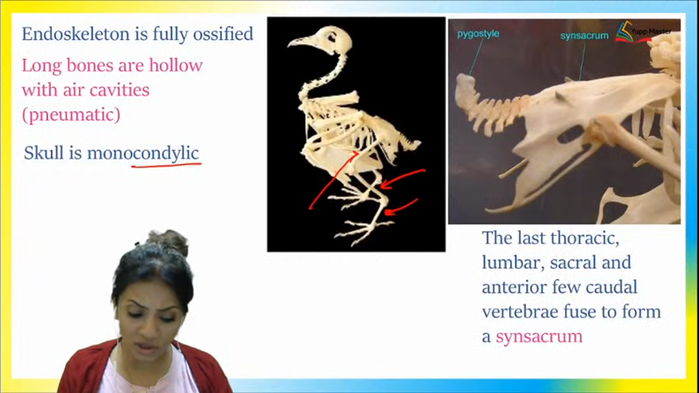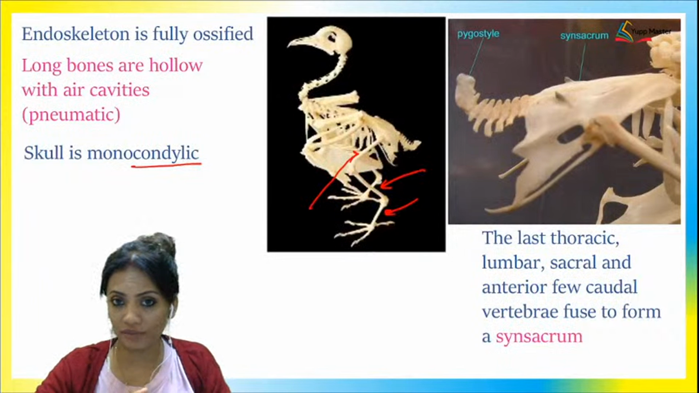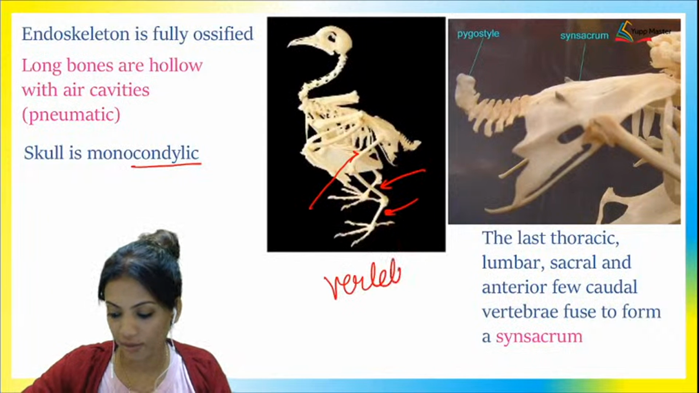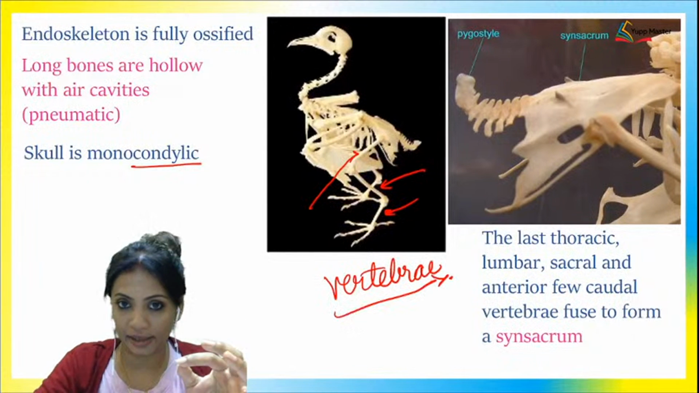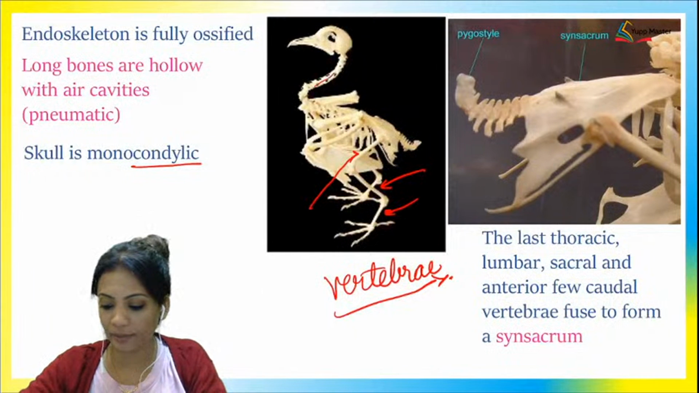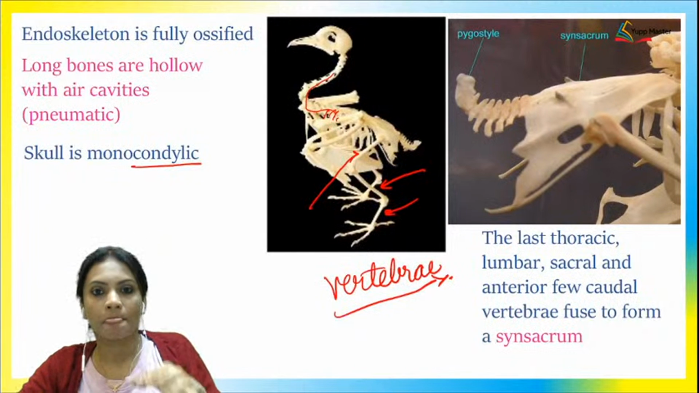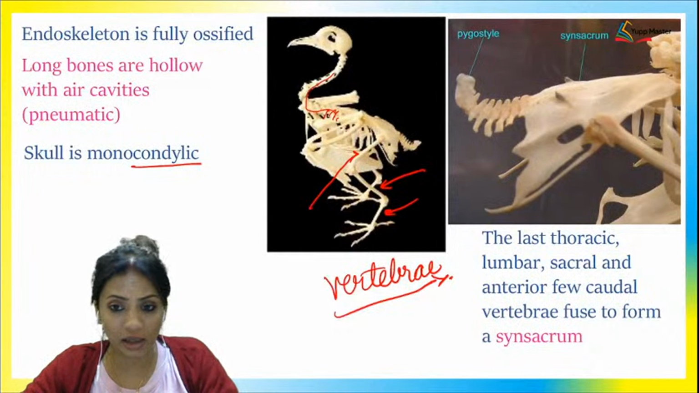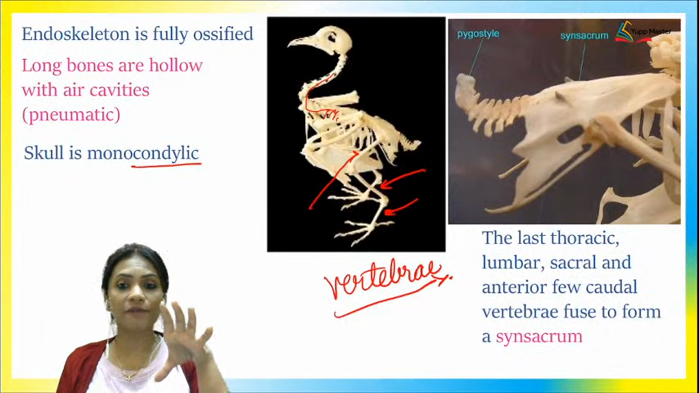Okay, we also do see that the last thoracic, okay, remember, all of these, we're talking about the vertebral column. What are we talking about? We're talking about the vertebrae. Which vertebrae are we speaking about? The last thoracic, the lumbar. Last thoracic means at the rib cage, the last ones. Then the lower back region ones, that is the lumbar one. Then the sacral, and also a few of the tail vertebrae. They all are going to be fusing together.